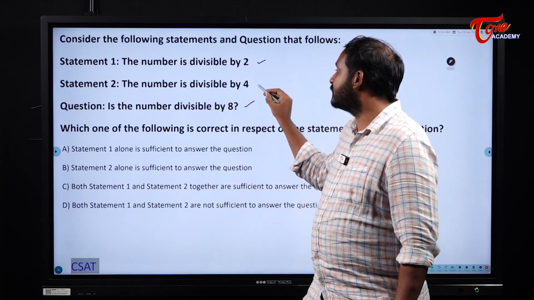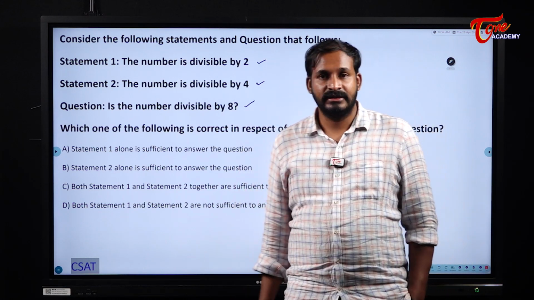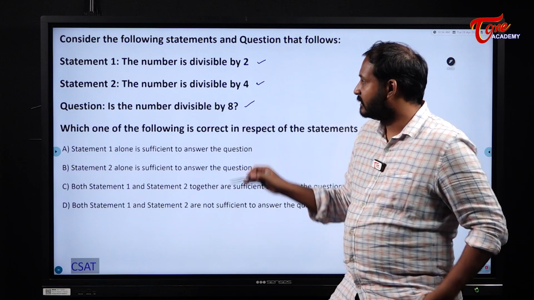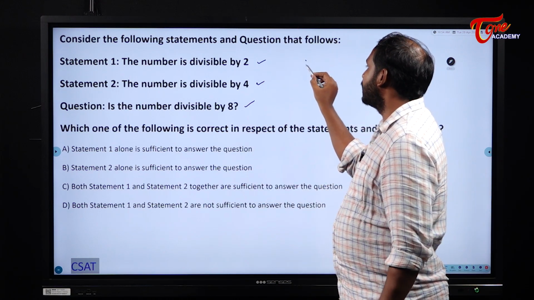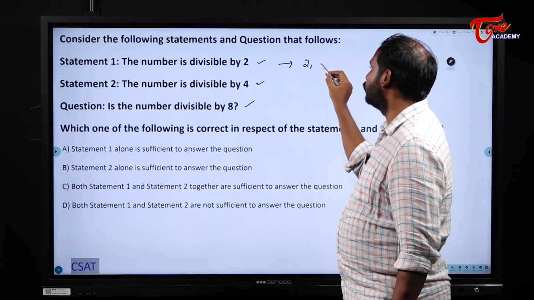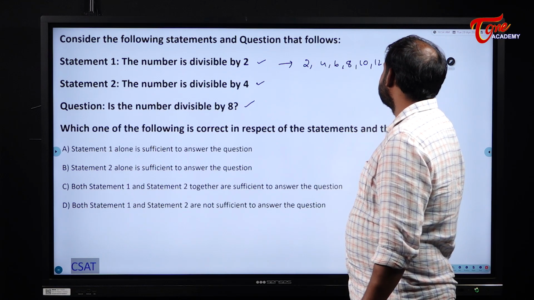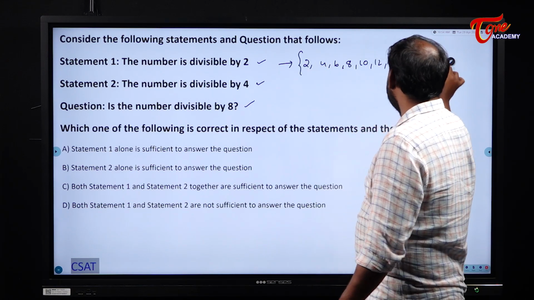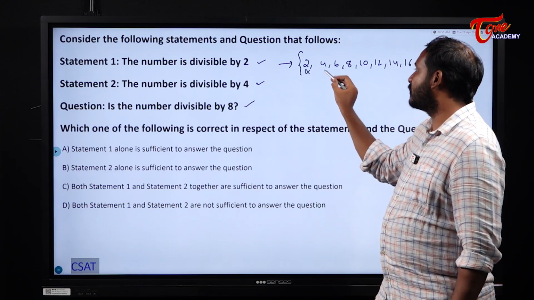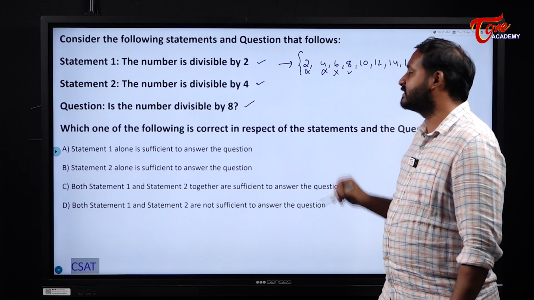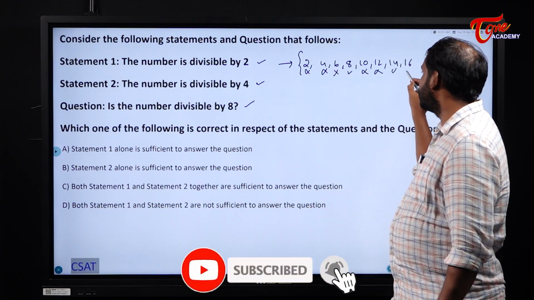Now, second statement, the number is divisible by 4. Then, is the number divisible by 8? May or may not. See here, chances are there. I cannot say always no. Why? Because I can take examples. For the first statement, I can take 2, 4, 6, 8, 10, 12, 14, 16. Like this, I will have a set of numbers which are divisible by 2. This is not divisible by 8, this is not divisible by 8, but this is divisible by 8. And this is not divisible by 8.